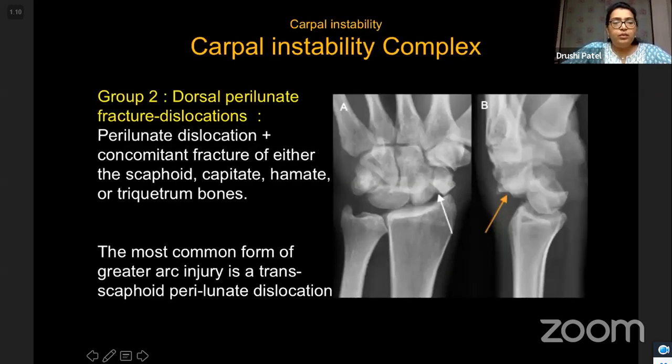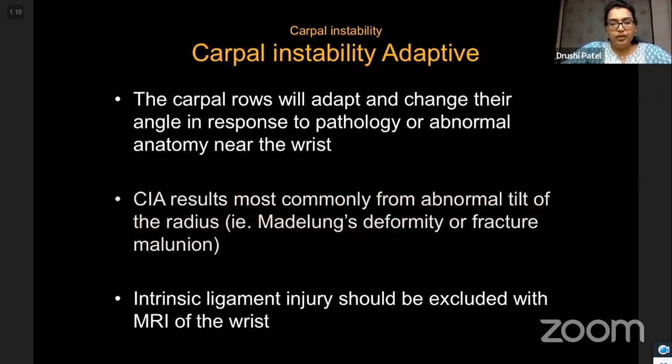So this is when perilunate dislocations are associated with fractures, as we have seen an example before, then that is group 2. Just pure ligamentous injuries, that is group 1. Lastly, carpal instability adaptive, where the cause is not at the carpals, but at a level proximal or distal to the carpal bones, like in Madelung or previous trauma fracture malunion resulting in carpal misalignments or derangements.